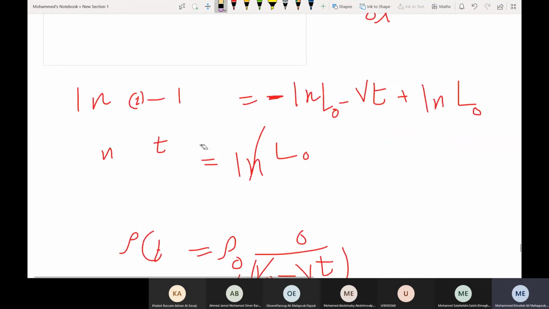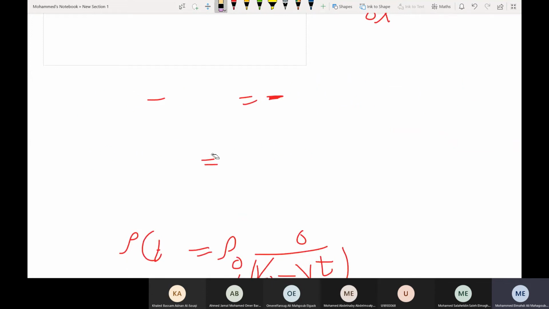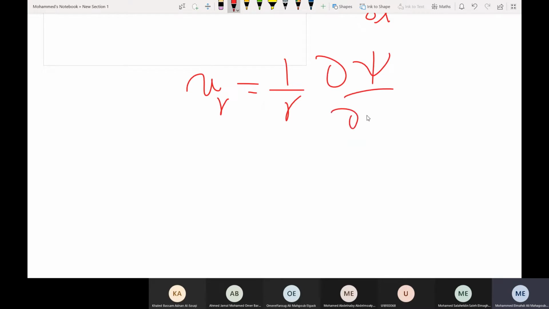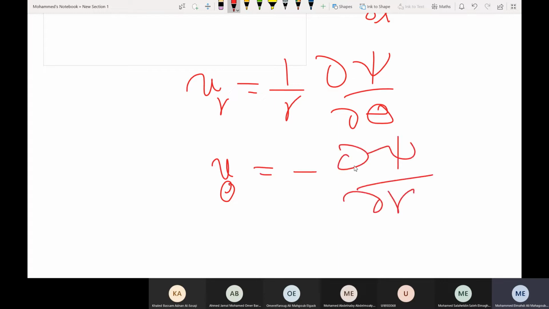Maybe in other coordinates like the cylindrical coordinates, okay, one minute, let me erase. Yes, so in 2D cylindrical coordinates, we know u_r will be equal to 1 over r, partial psi by partial theta, and u_theta will be equal to minus partial psi by partial r.